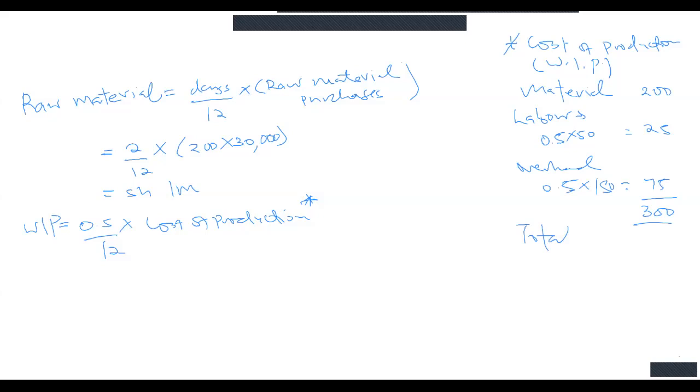Then the total cost will be the cost per unit, 300, times the units, which in this case is 30,000 units, to give us how much? 9 million. Yes, 9 million. Therefore, work in progress investment is 0.5 divided by 12 times 9 million, to give us how much?